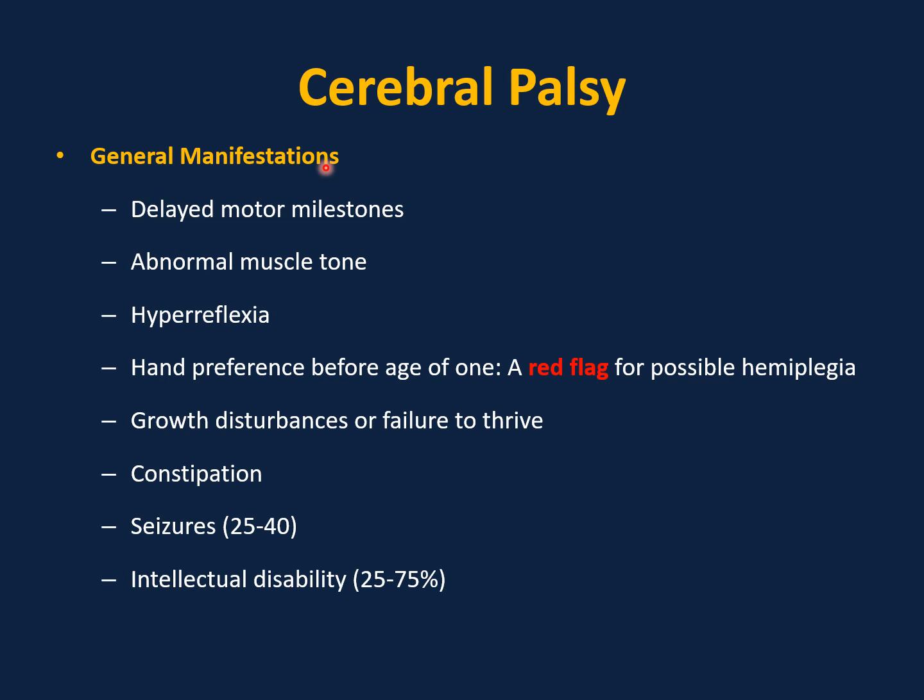General manifestation of cerebral palsy: delayed motor milestone, abnormal muscle tone, hyperreflexia, hand preference before age of 1 is a red flag for possible hemiplegia or hemiplegic cerebral palsy, growth disturbance or failure to thrive, constipation, seizures, intellectual disability between 25 to 75%. So you will have some types of cerebral palsy where the child is intelligent and is able even to go to the college.